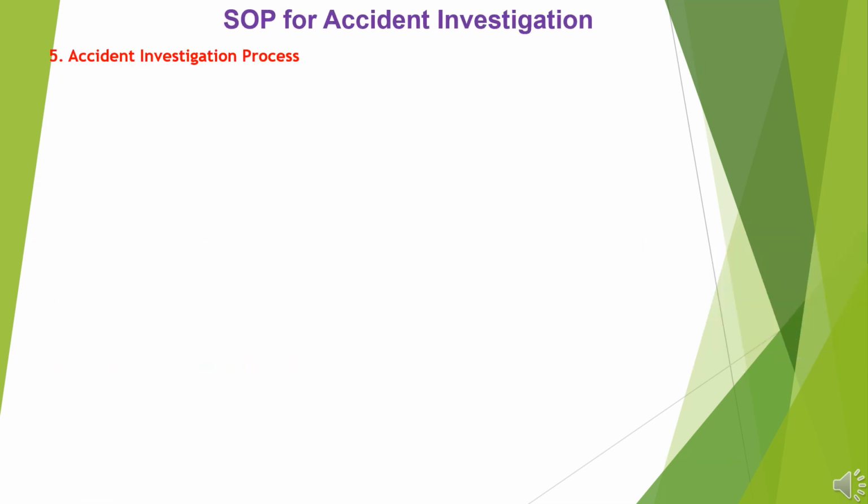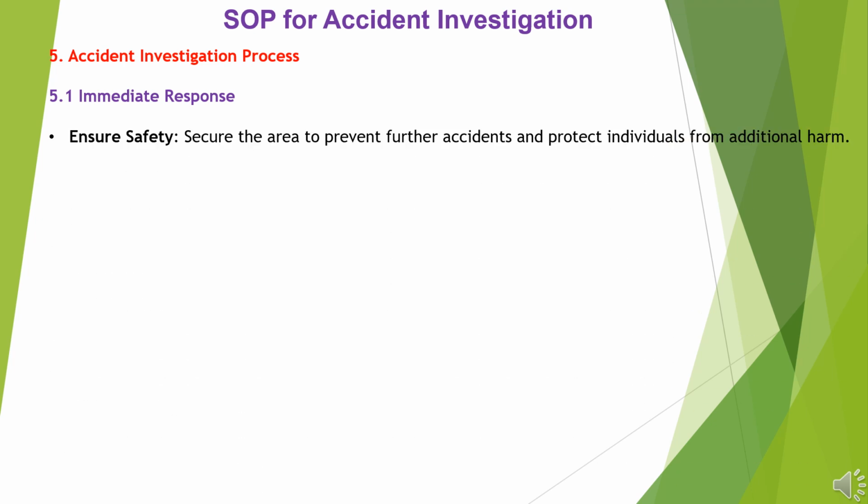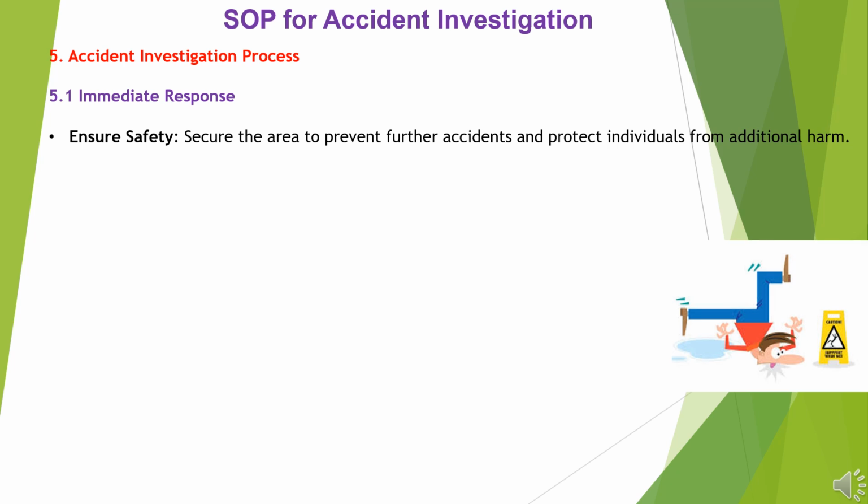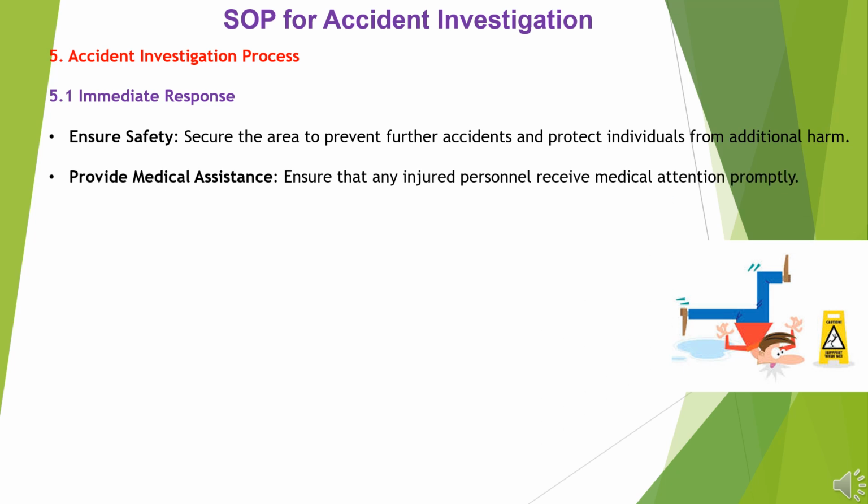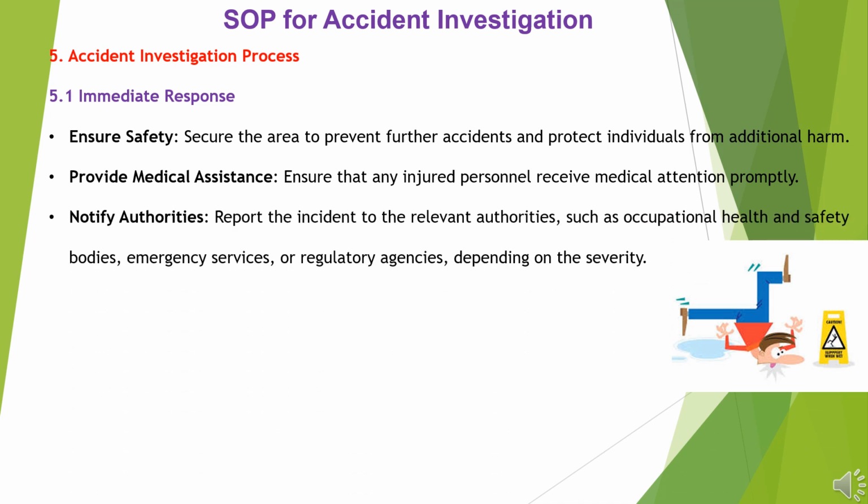5. Accident investigation process. 5.1 Immediate response. Ensure safety: secure the area to prevent further accidents, and protect individuals from additional harm. Provide medical assistance: ensure that any injured personnel receive medical attention promptly. Notify authorities: report the incident to the relevant authorities, such as occupational health and safety bodies, emergency services, or regulatory agencies, depending on the severity.